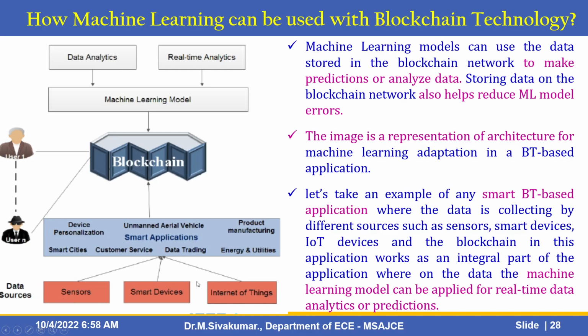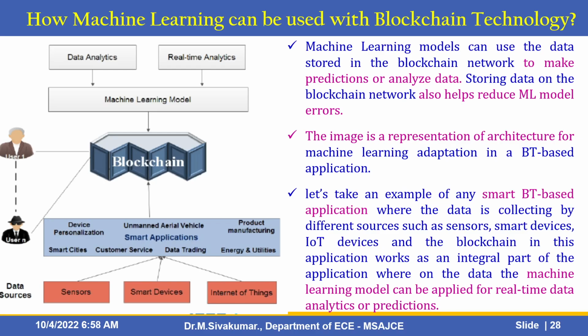Here, machine learning is also connected with IoT. These are sensors, smart devices, and Internet of Things. What are the details clubbed with these technologies? That is called smart applications applied with blockchain. Here, machine learning models can use the data stored in the blockchain network to make predictions or analyze the data. But storing the data in a blockchain network also helps reduce machine learning model errors.